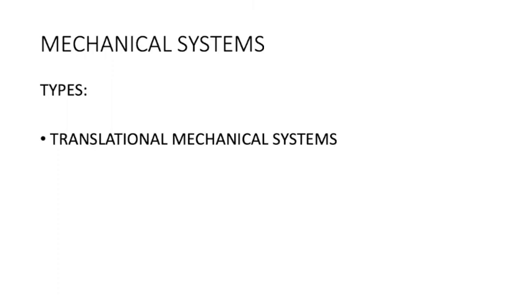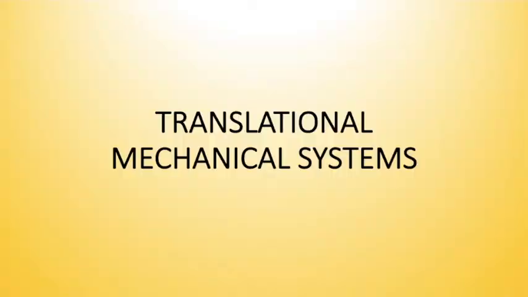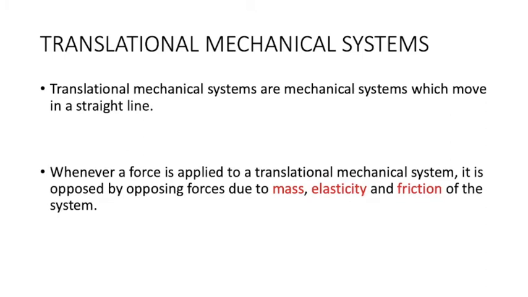There are two types of mechanical systems, namely translational and rotational type. Let us look at the translational mechanical systems first. Translational systems are mechanical systems which move in a straight line. Whenever a force is applied to this translational system, it is opposed by opposing forces due to mass, elasticity, and friction of the system.